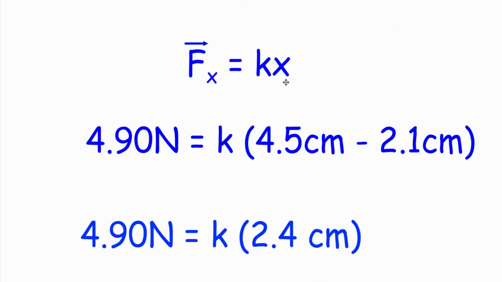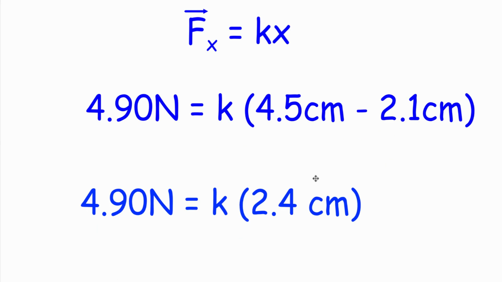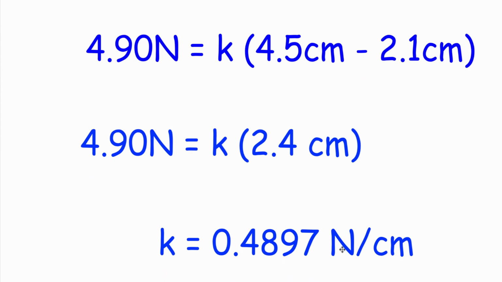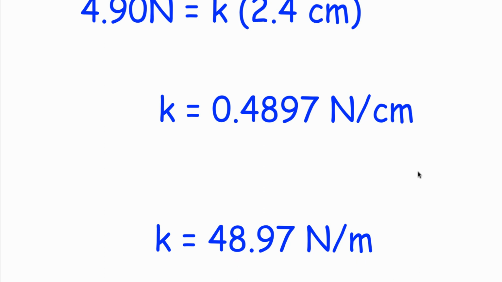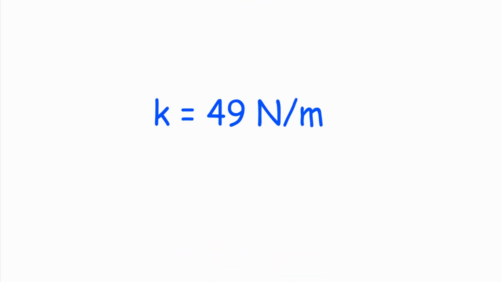So Fx equals Kx. Our gravitational pull downwards, or the spring force pushing back up, is 4.90 newtons. K value times the initial length was 4.5 centimeters. The compressed length was 2.1. Subtract the two numbers to get 2.4 centimeters. Then, just like we did before, divide both sides by this number. So 4.9 divided by 2.4 is going to give us 0.4897 newtons per centimeter. Let's put it into newtons per meter, so that'd be 48.97 newtons per meter. And only going to 2 sig digs would give us 49 newtons per meter. So you are able to calculate the K value of a spring, either being stretched or compressed.